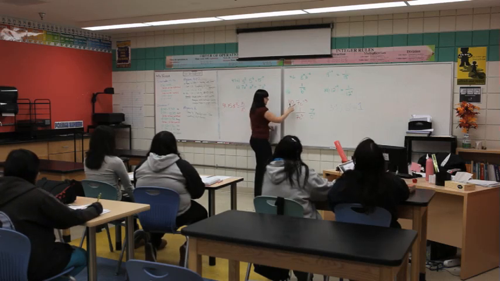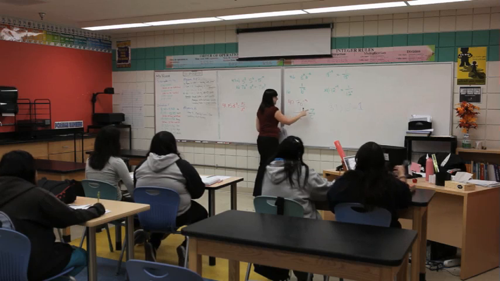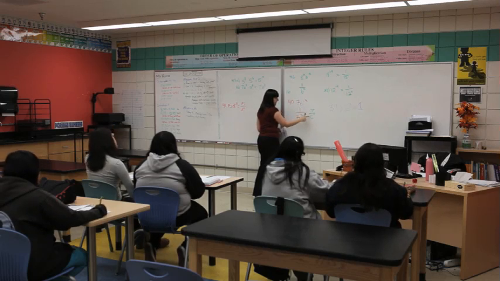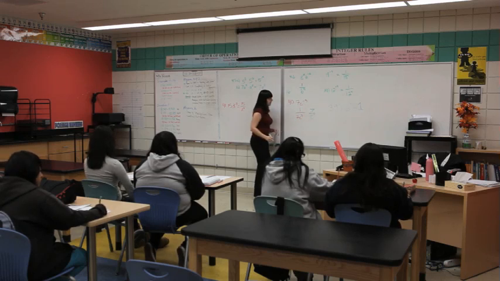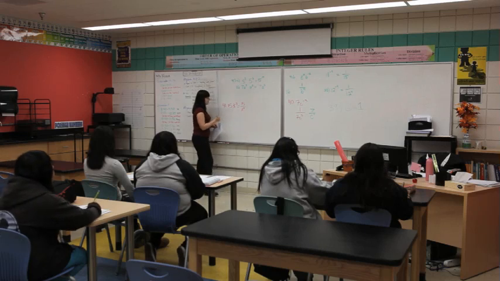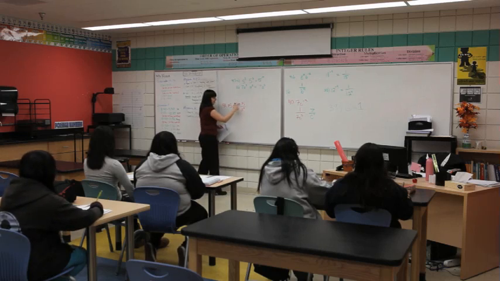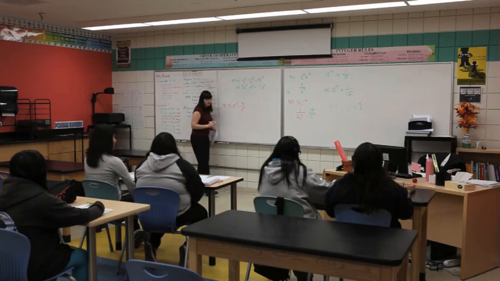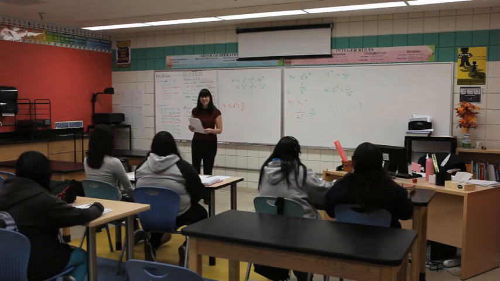Alright, so 7 by itself stays on top. C to the negative 3rd power would bring the c down to the denominator and change the negative 3 to a positive 3. Over here, 15 stays on top, that's correct. D to the negative 9 goes to the denominator as d to the 9th, that's correct. Okay. Any questions?